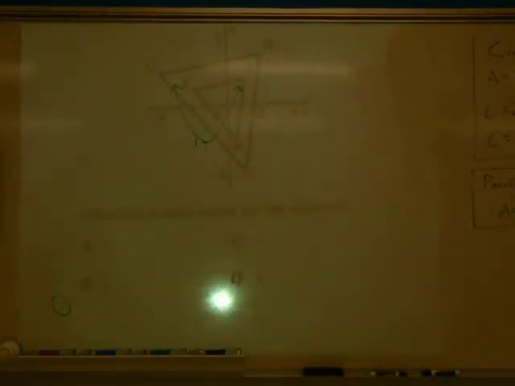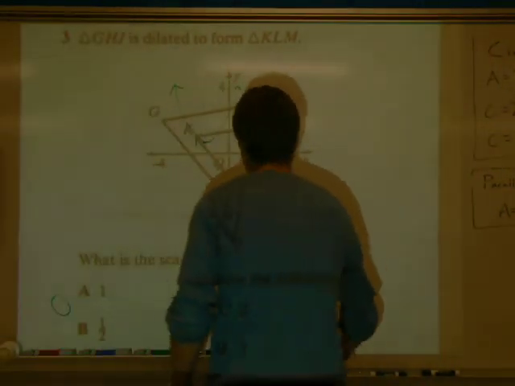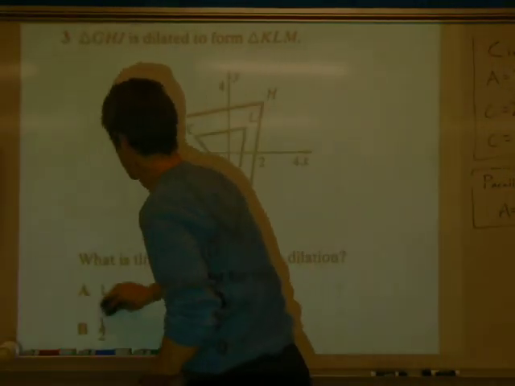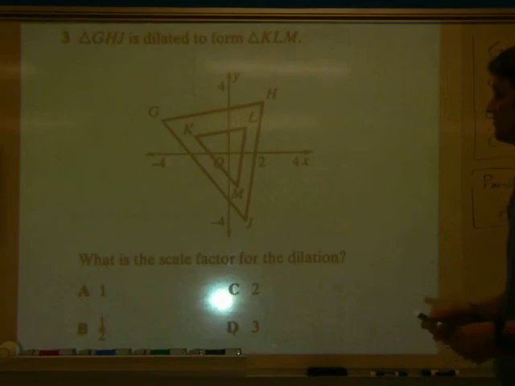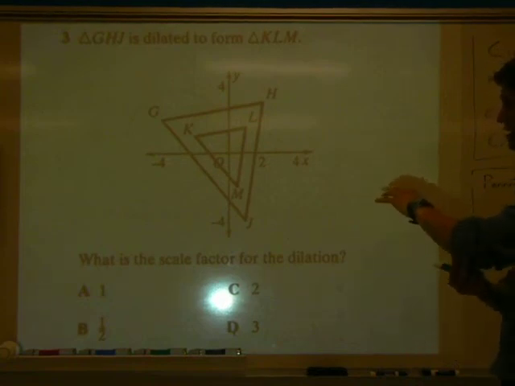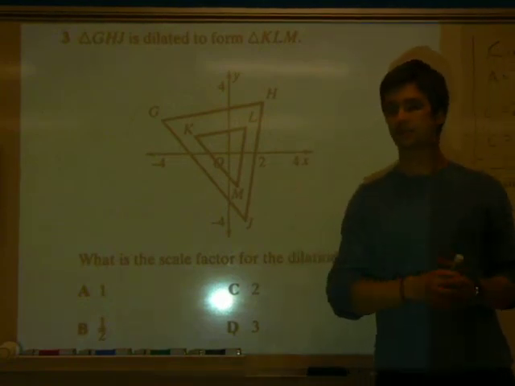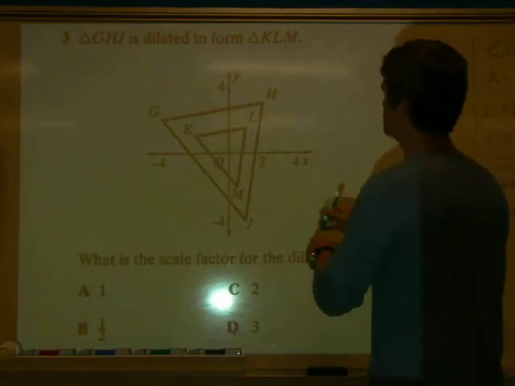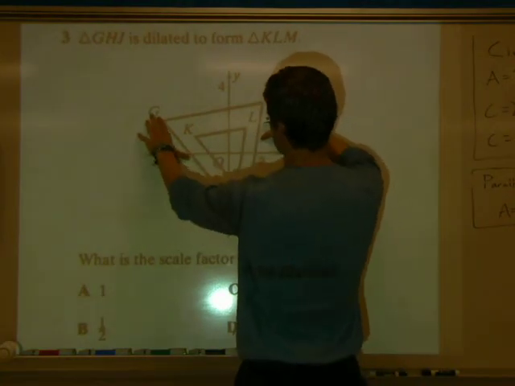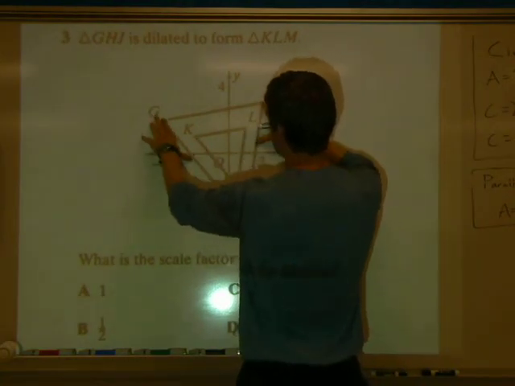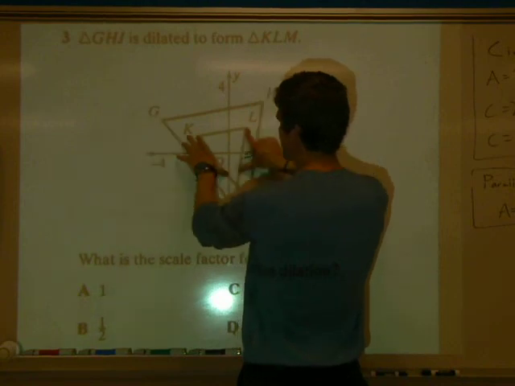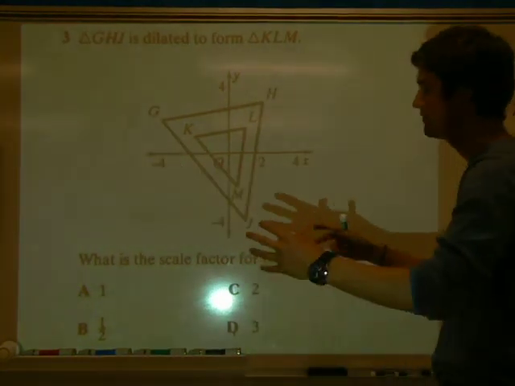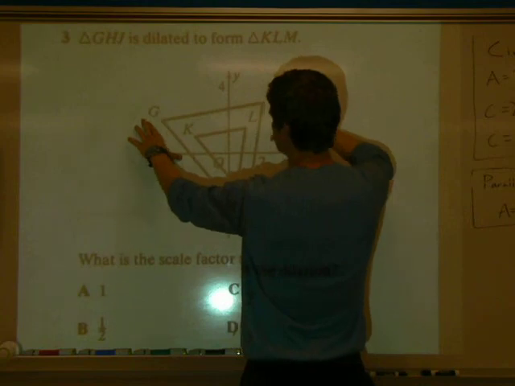Number 3, GHJ is dilated to form KLM, okay? Now, you're not given a lot of information on this, so this is kind of a problem you just have to infer the answer, because there's only one answer that really makes sense on this, okay? So you're going from GHJ to KLM, so you're going from bigger to smaller. First of all, if ever you're getting smaller, the number must be less than 1. It must be shrinking. If the number is greater than 1, it's going to be getting bigger.